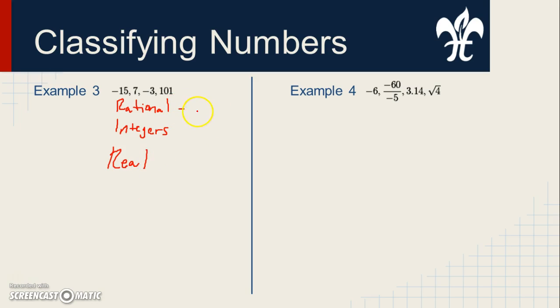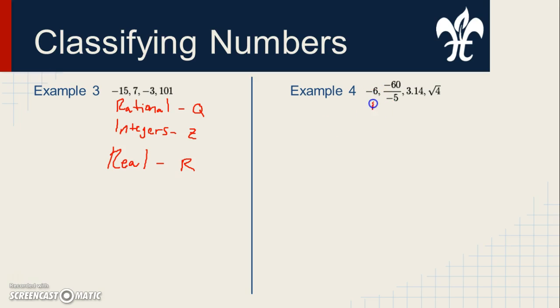So the abbreviation for rational is Q. The abbreviation for integers is Z. That's a Z, not a 2. I'll put a little dash through the middle. And then we have real numbers, which is represented by R. So that's what we have here for example 3. Example 4.